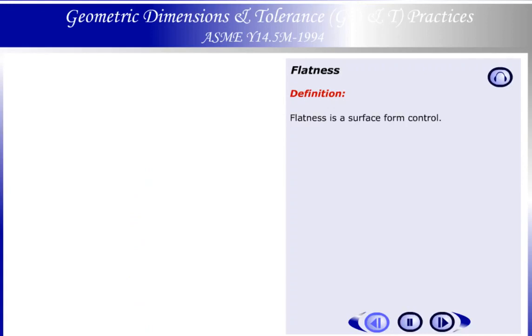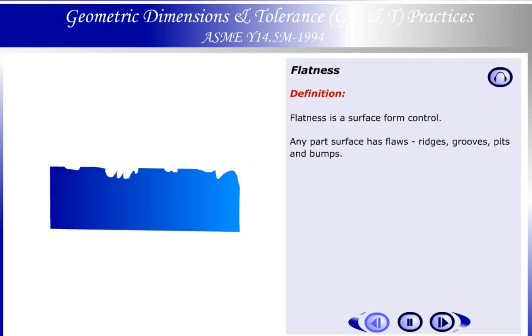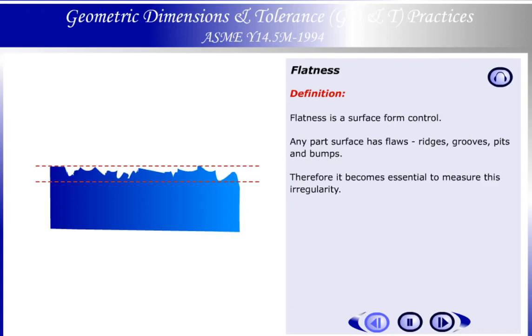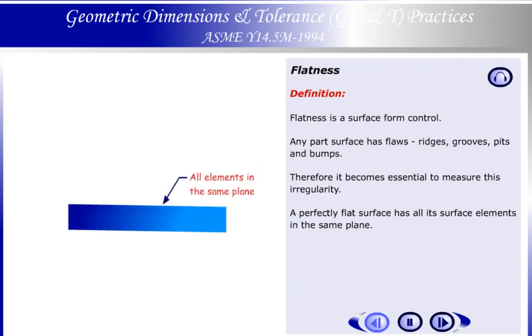Flatness. Definition. Flatness is a surface form control. Any part surface has flaws, ridges, grooves, pits and bumps. Therefore, it becomes essential to measure this irregularity. A perfectly flat surface has all its surface elements in the same plane.